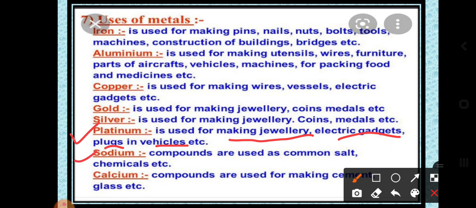Next is sodium. Sodium is very soft, you can cut it with your knife also. Where are we using sodium? Its compounds are used as common salt and chemicals. Dear students, these are the industrial applications of sodium. Next is calcium. Where are we using calcium? Its compounds are used for making cement and glass. So there are many uses of the metals.